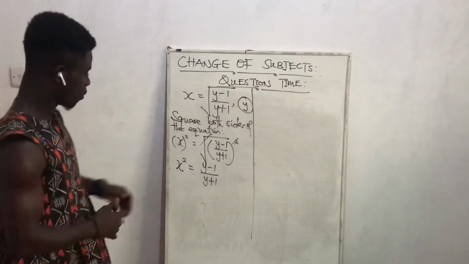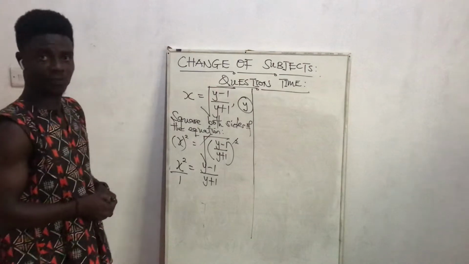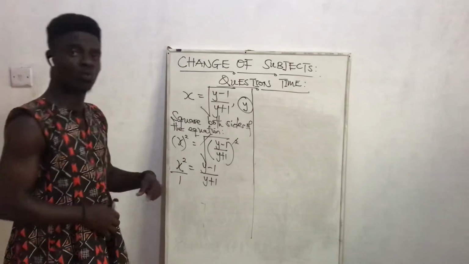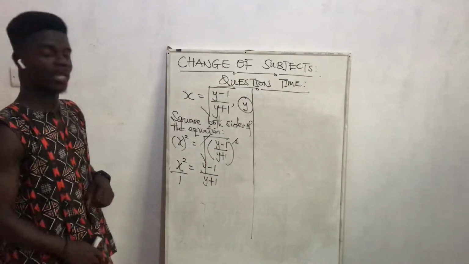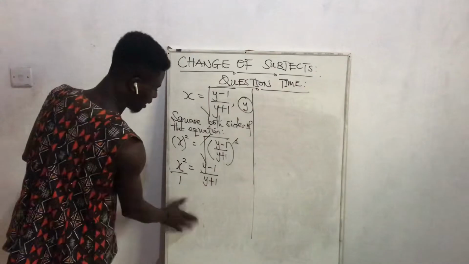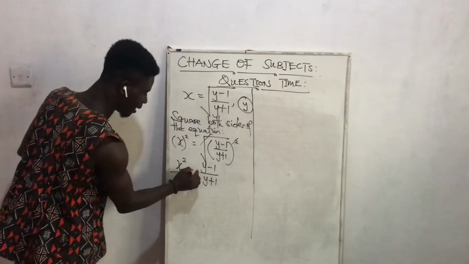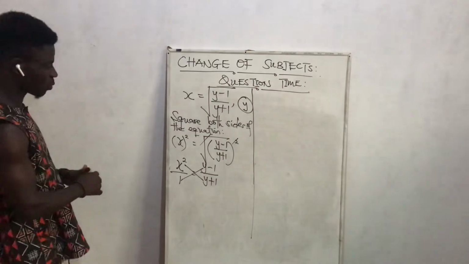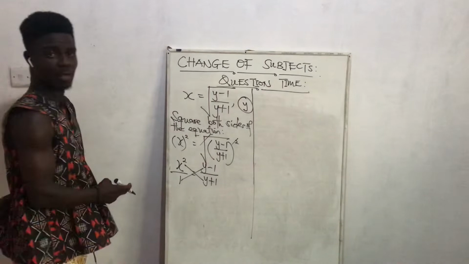Is it cool? Alright, so now this x squared, what's the divisor? The divisor is 1, because 1 times x squared gives you x squared. So 1 is the divisor or the denominator. Now, we can take the LCM to be y plus 1. Or somebody can say, okay, let me do cross multiplication here. So x squared multiplies this expression here, y plus 1.